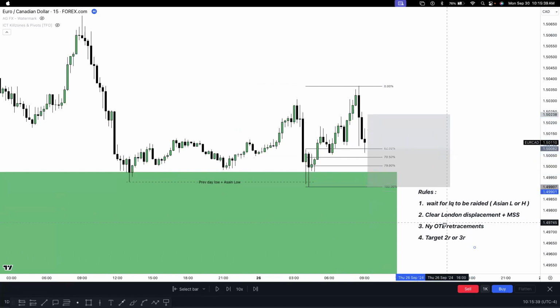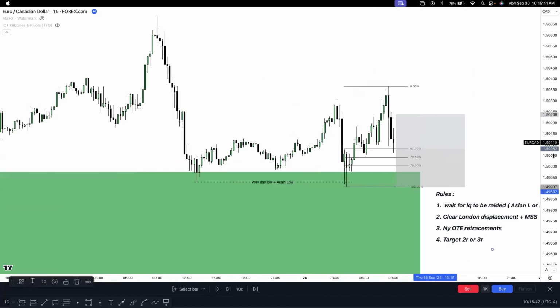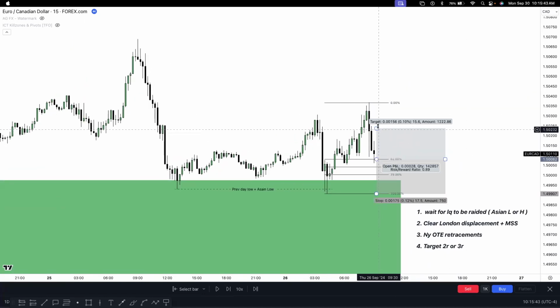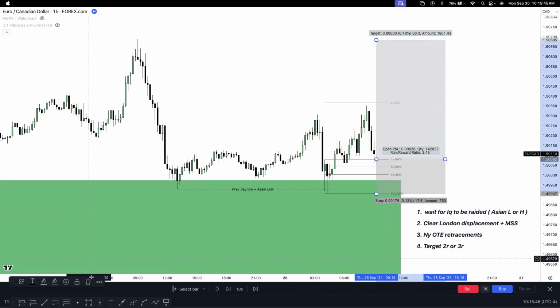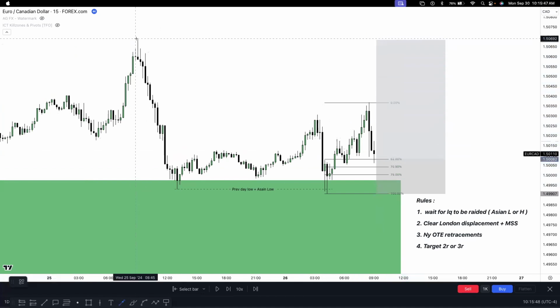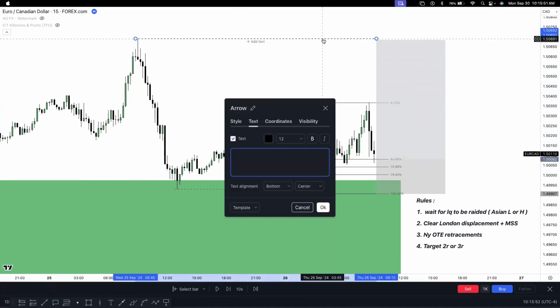So right here in this example, we had a 17.5 pip stop, and we're going to be targeting what? Previous day high. Previous day high is right here. So we're going to mark out previous day high. Previous day high is going to be our draw on liquidity. Now, for my model, you want to look for a 2R or a 3R every single Thursday.